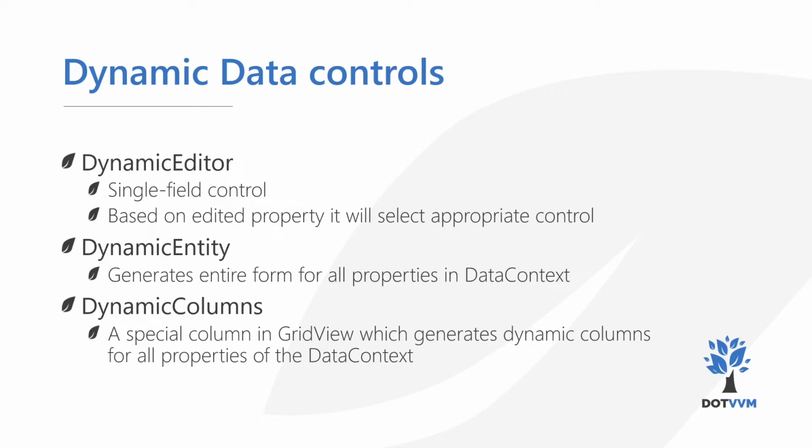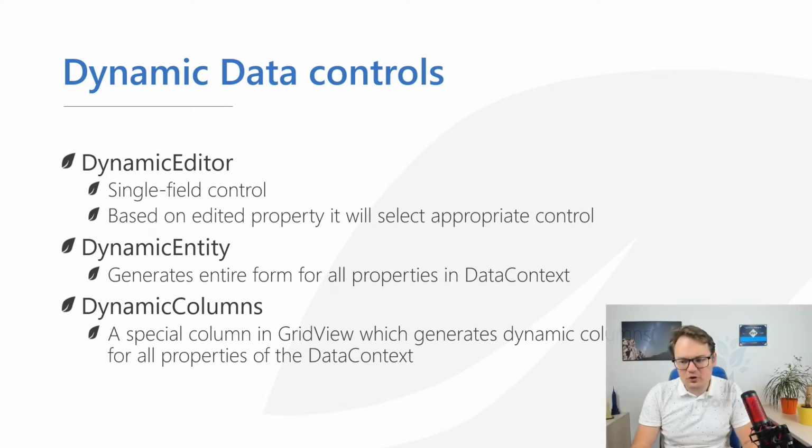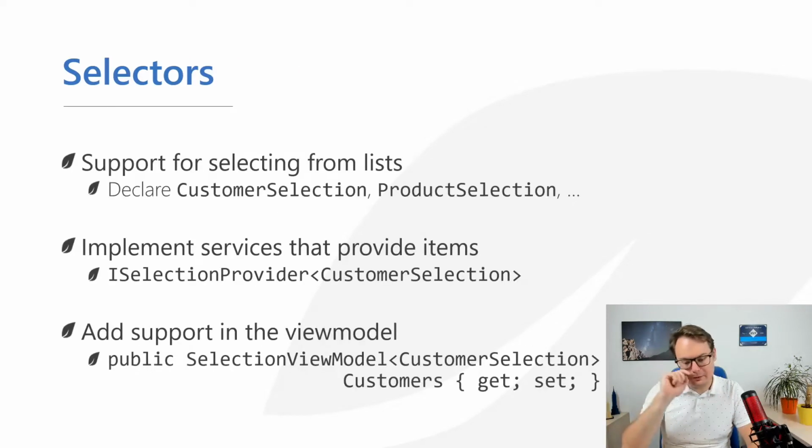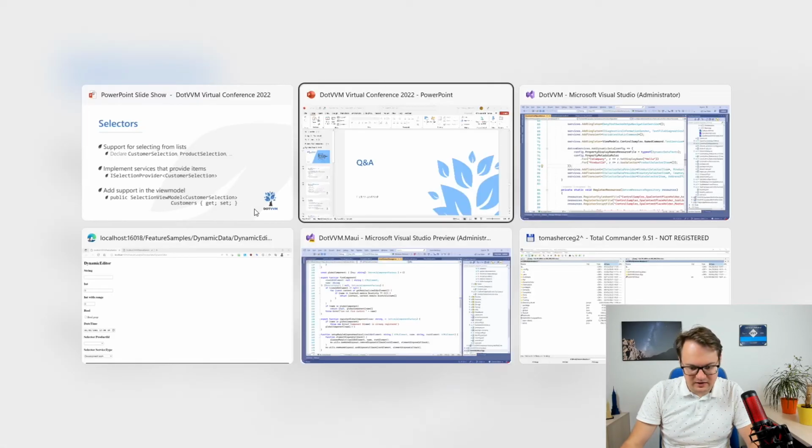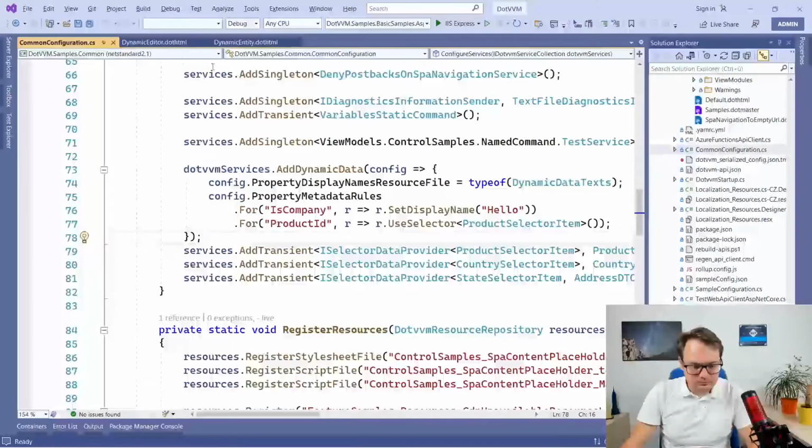And not only for generating forms, we are also thinking about generating grid views. So if you want to use a grid view, but you don't want to specify all the columns, you can use a special type of column called dynamic columns, and it will also look at the data context and figure out the columns automatically. So that's it. And also, before I go to this slide, I can show you the demo.